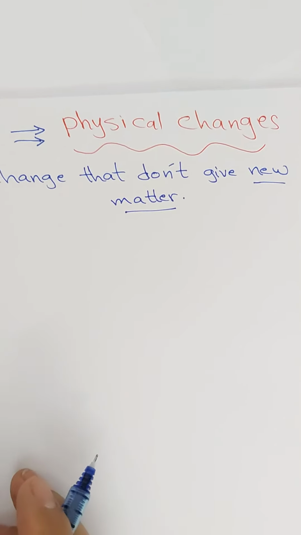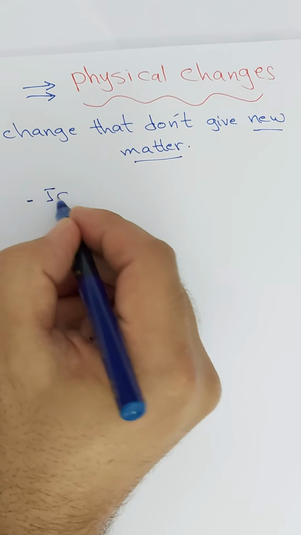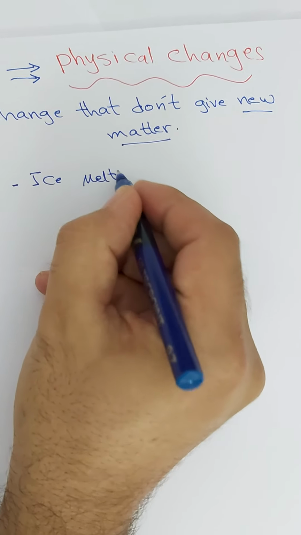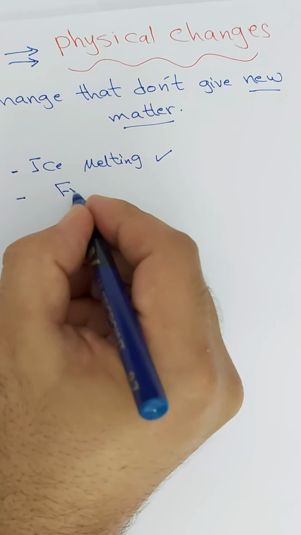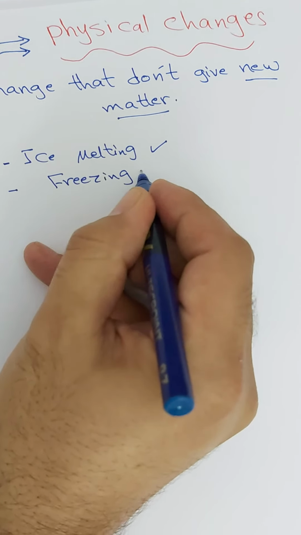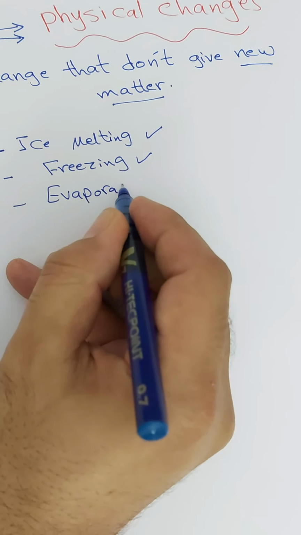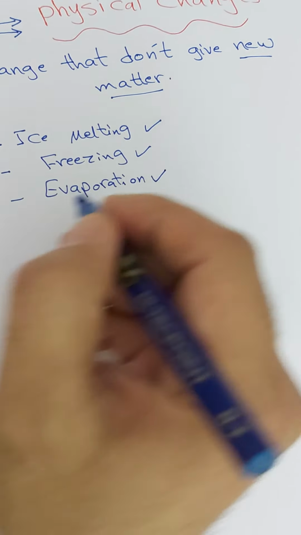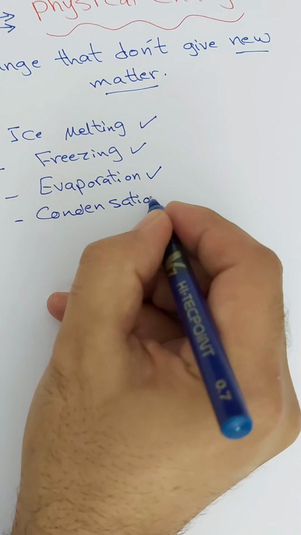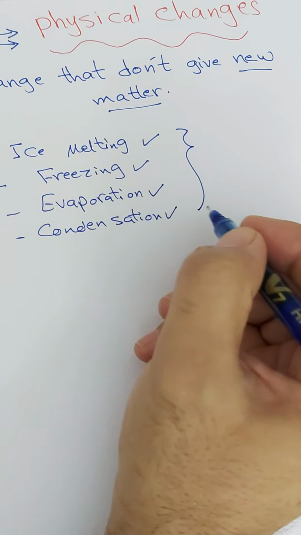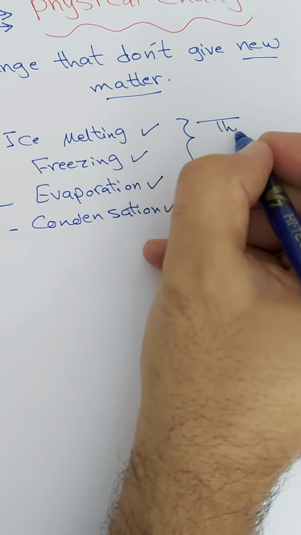Then we learned some examples of physical changes, like ice melting is a physical change. Freezing water, for example. Evaporation, the change of state from liquid into gas. Or condensation is a physical change, or the change from gas into liquid. So all of them we call what? The change of state.